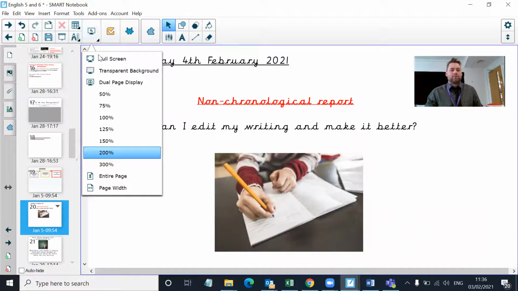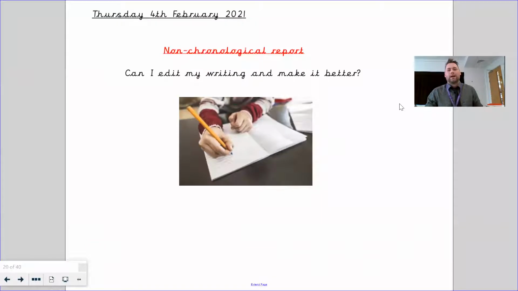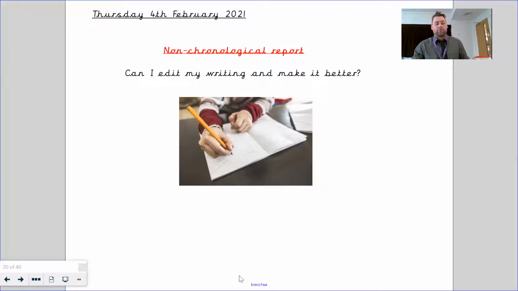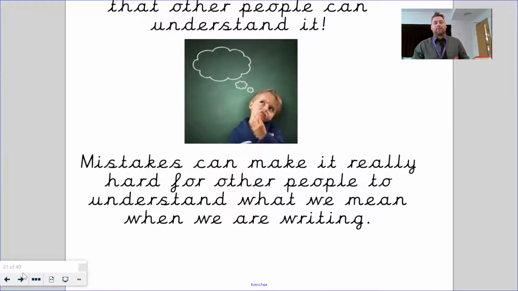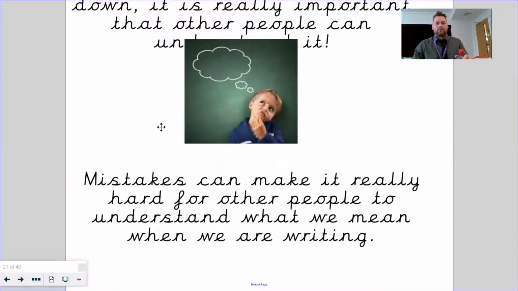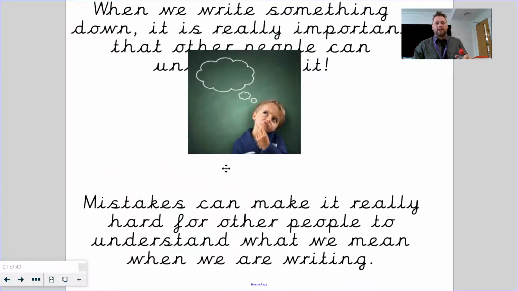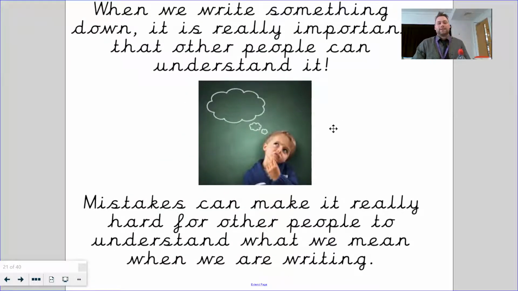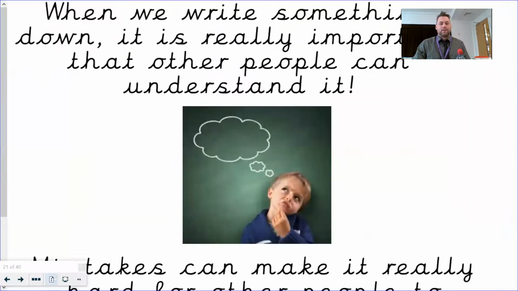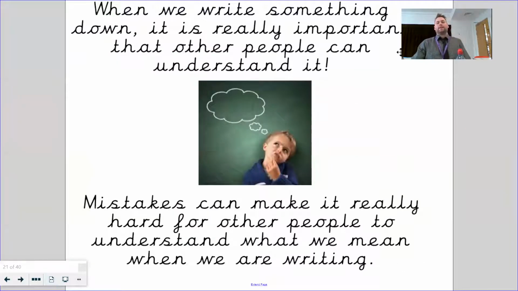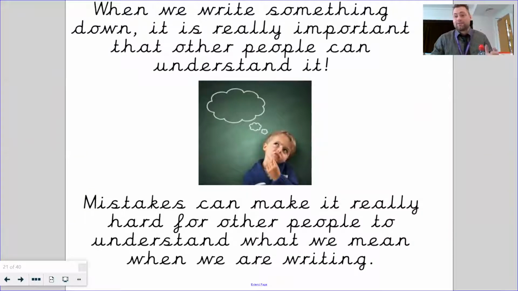So today's work, we are going to be, can you edit your writing and make it even better, make improvements? When we write something down, it's really important that other people understand it. So if you've made mistakes with your work, it can be very hard for other people to read and understand what you're doing.